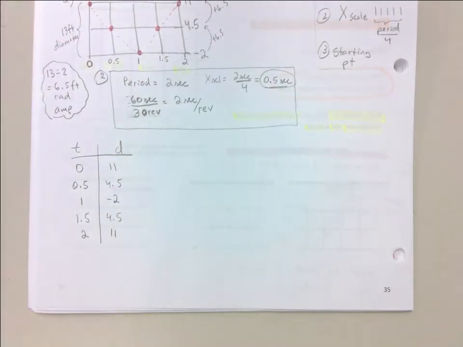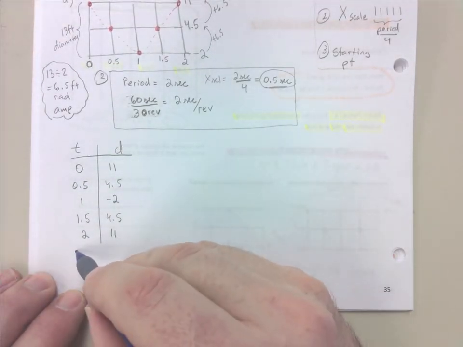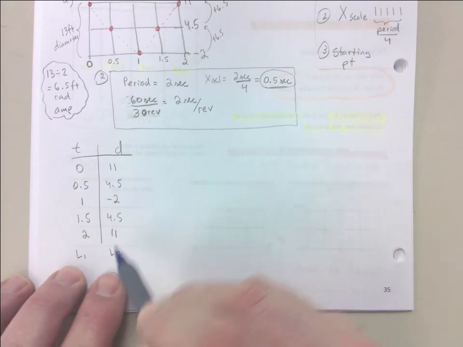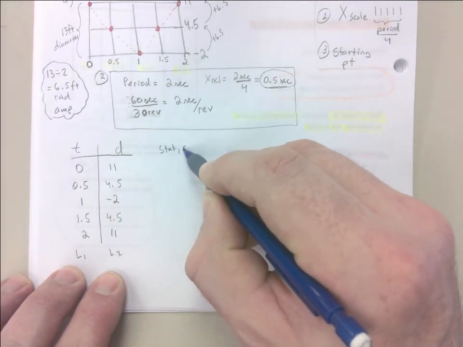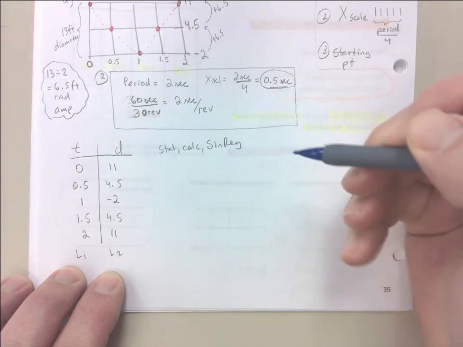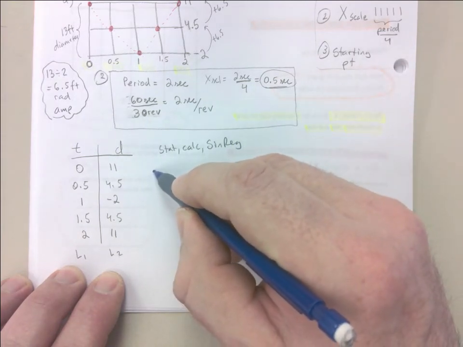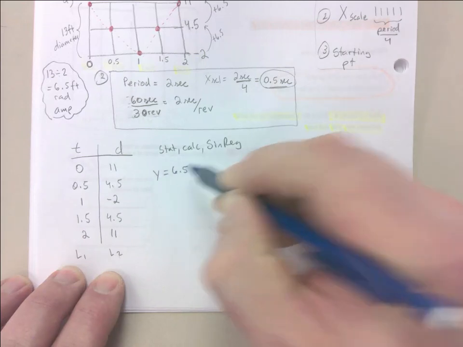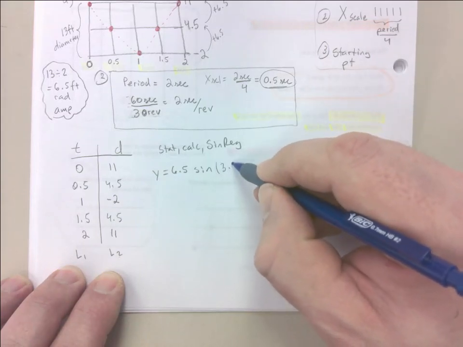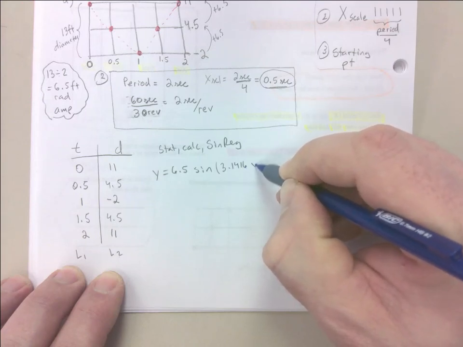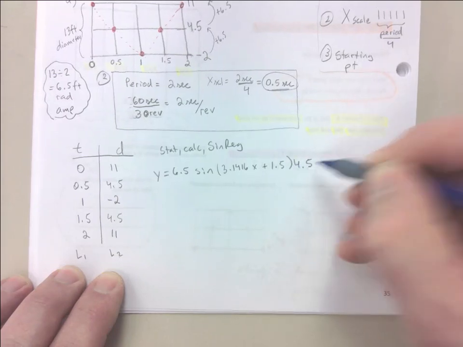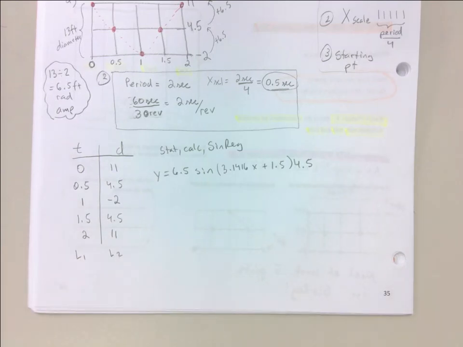This is the hardest part of the whole unit, what I'm doing right now, and I probably threw a difficult one at you right from the get-go. So this is L1 and L2. So we just go stat, calc, sin reg. And if you do this, that's the equation.